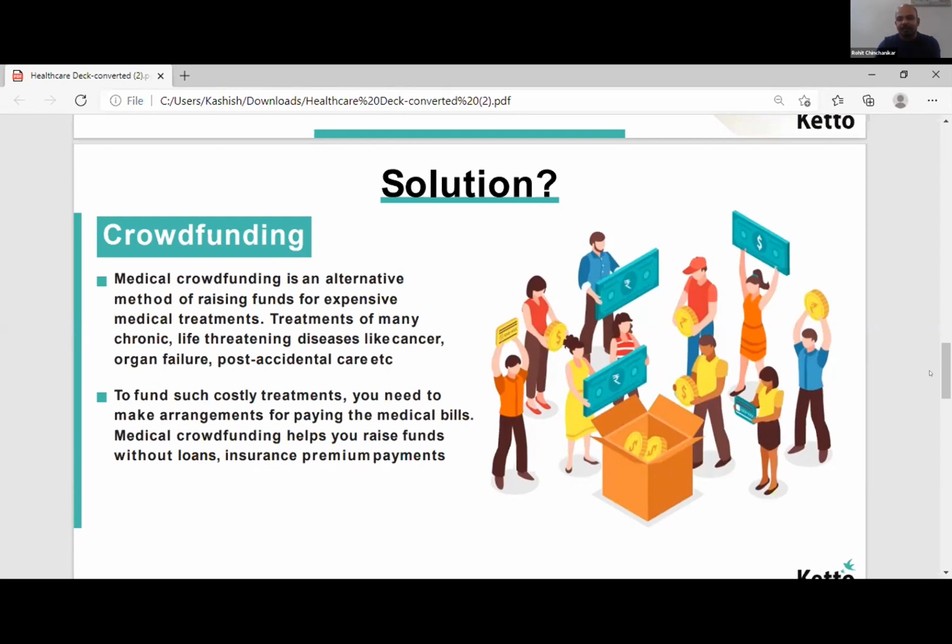Say the cost of treatment for this bus driver's son was about 20 lakh rupees, and the campaign went on for about 2 or 3 weeks, and 20 lakh rupees have been raised for the patient. These 20 lakh rupees get transferred directly into Fortis' account, and that's how the patient gets treated. So in short, that's how crowdfunding works. Can we go to the next slide, please?